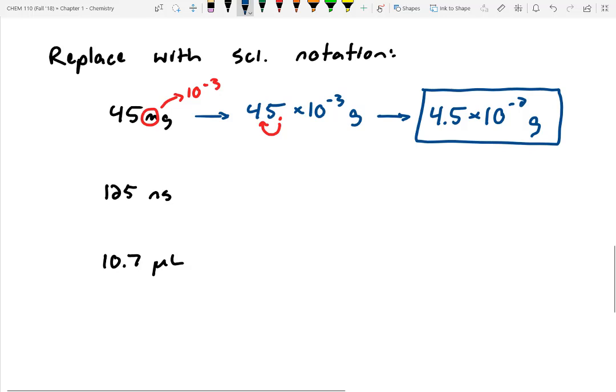So this would be proper scientific notation for that, but if it helps to break it down into steps like this, go ahead and do it. The easiest thing you can do to double check your work, plug this into your calculator, write down your answer, plug this into your calculator, it should give you the same answer, right? So you can always double check your work that way.